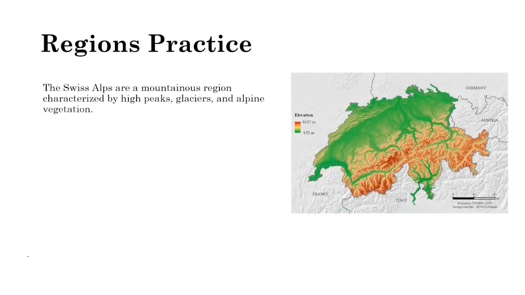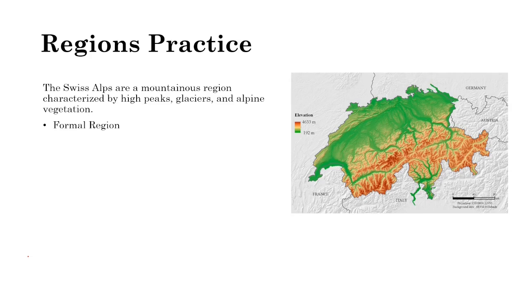So let's do some practice here. So we're looking at physical geography first. So the Swiss Alps are mountains in Switzerland. They have glaciers and alpine vegetation as well as mountainous peaks. So they're very high. They reach elevations of up to 46,000 meters. So this is a formal region. The easiest way to interpret this is that we're looking at physical geography here. And physical geography, for the most part, is a formal region.